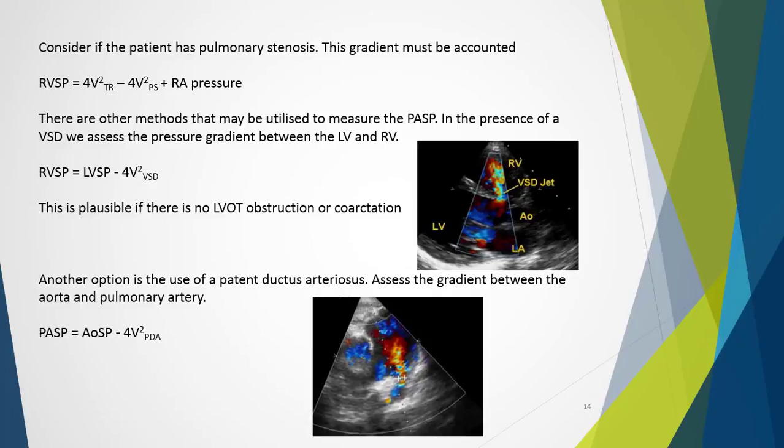Another option is to use a patent ductus arteriosus. The sonographer assesses a pressure gradient between the aorta and the pulmonary artery. So thus, our formula looks like: pulmonary artery systolic pressure is equal to the aortic systolic pressure minus 4v squared of the velocity moving through the PDA. So aortic systolic pressure is basically systolic blood pressure taken from a BP.